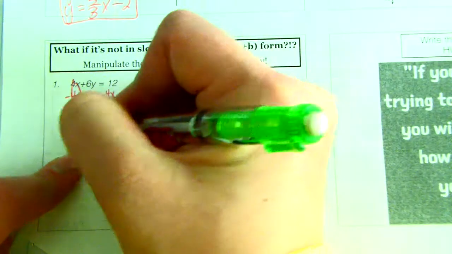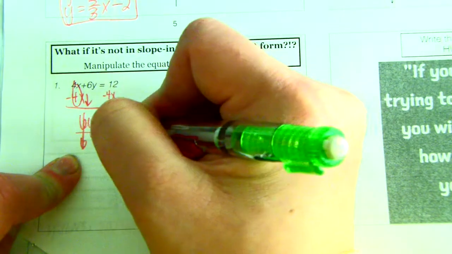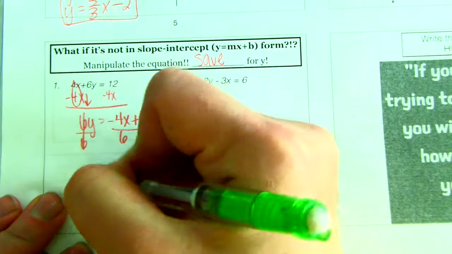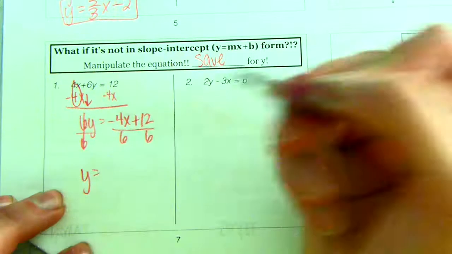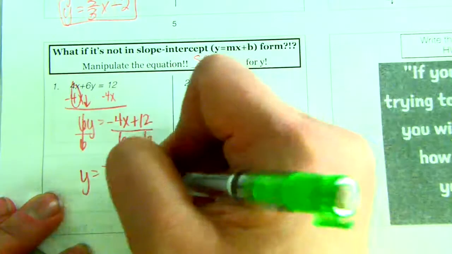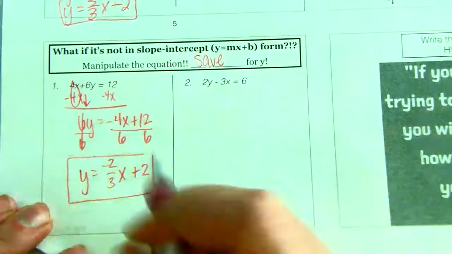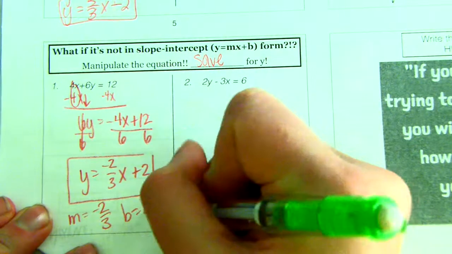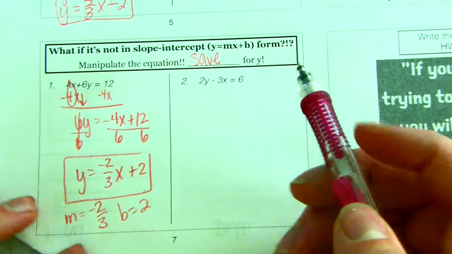Now to get y by itself, I have to divide everything by 6. So that means I need to divide this by 6 and this by 6. So this becomes 1. Negative 4 over 6 becomes negative 2/3 when I simplify. 12 divided by 6 is 2. Now the slope is negative 2/3, and the b is 2. We wouldn't have got that from this equation.